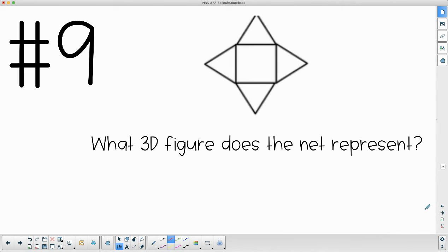Okay, and number 9 wants to know what figure this represents. So I can see the base is here, and we do not have another parallel base anywhere on here. There's no other square for it to have parallel, so it's not a prism. So if we fold all of these up, they're all going to touch and meet at one point. So that means it's a pyramid. And then we look at our base and decide what type of pyramid it is.